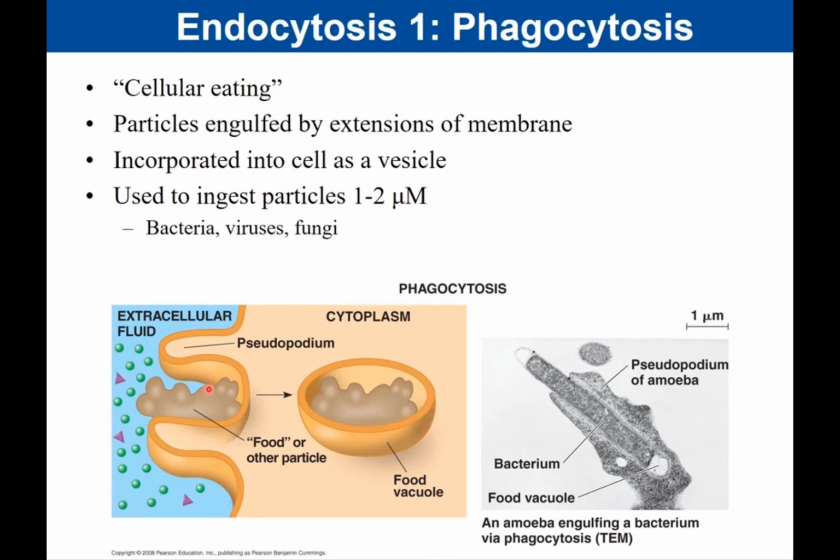Or if it's not food, if it's, let's say, bacteria, okay, the cell is going to engulf that bacteria. The white blood cell will engulf the bacteria. The bacteria, remember, would fuse with the lysosome, and the lysosome would then break down that foreign bacteria. And so this is used to ingest larger particles, things like bacteria, viruses, fungi, lots of food molecules, for example. All of these things would use phagocytosis.